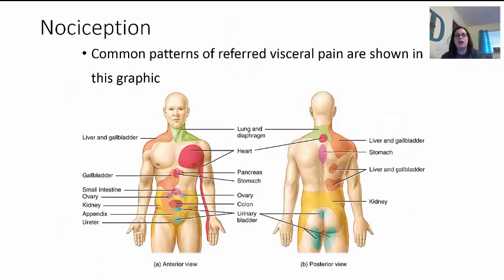Now, before we move on, I wanted to kind of talk about referred pain real quick before we go. This is a graphic that kind of shows you where referred pain is located a lot of times on the body. This is found on page 552. So if you look at the heart here in the example, you'll see that it's right over the heart in the chest, but it's also down the left arm. You can see it right there down the left arm in the diagram.